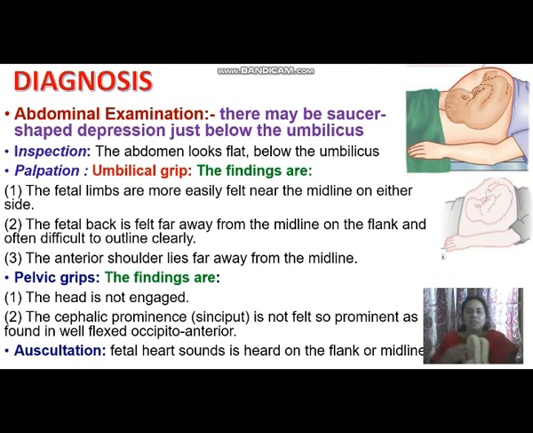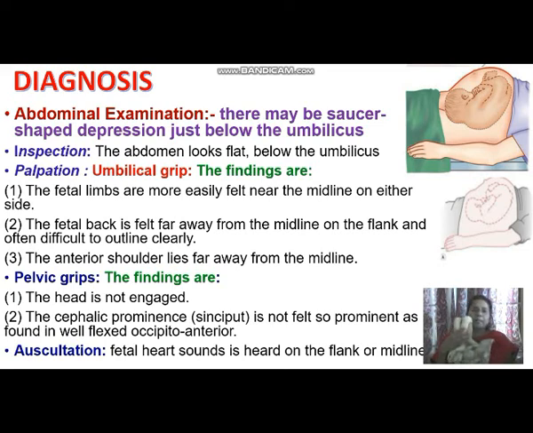On inspection, the abdomen looks flat below the umbilicus, and on palpation, the umbilical grip, the findings are that fetal limbs are more easily felt, because when the back is directed forward, the limbs will be in a forward position.